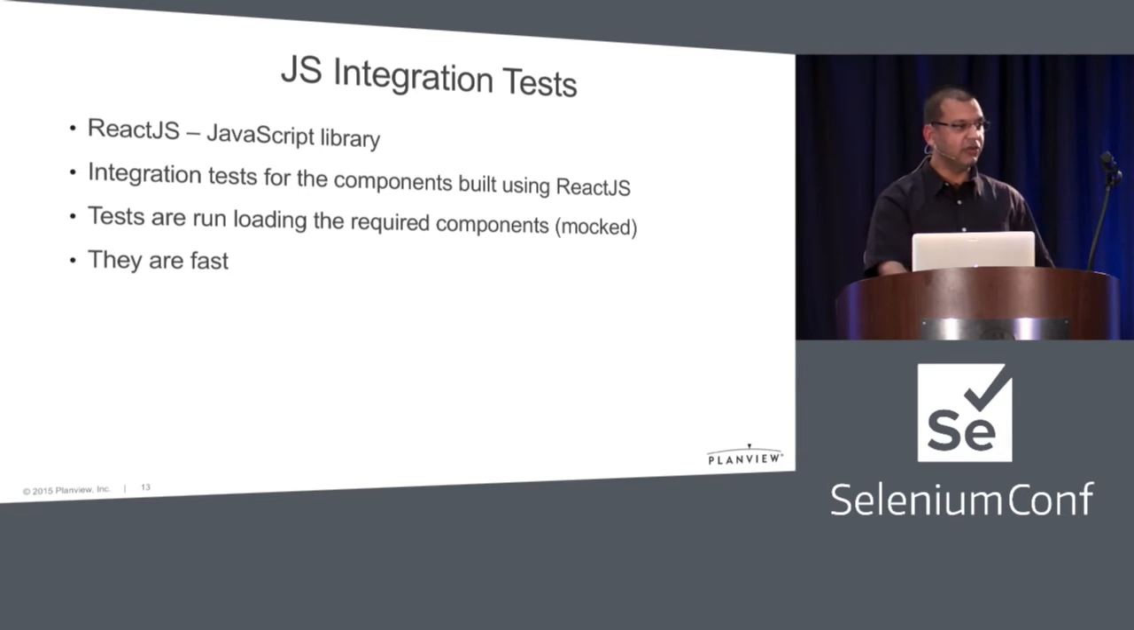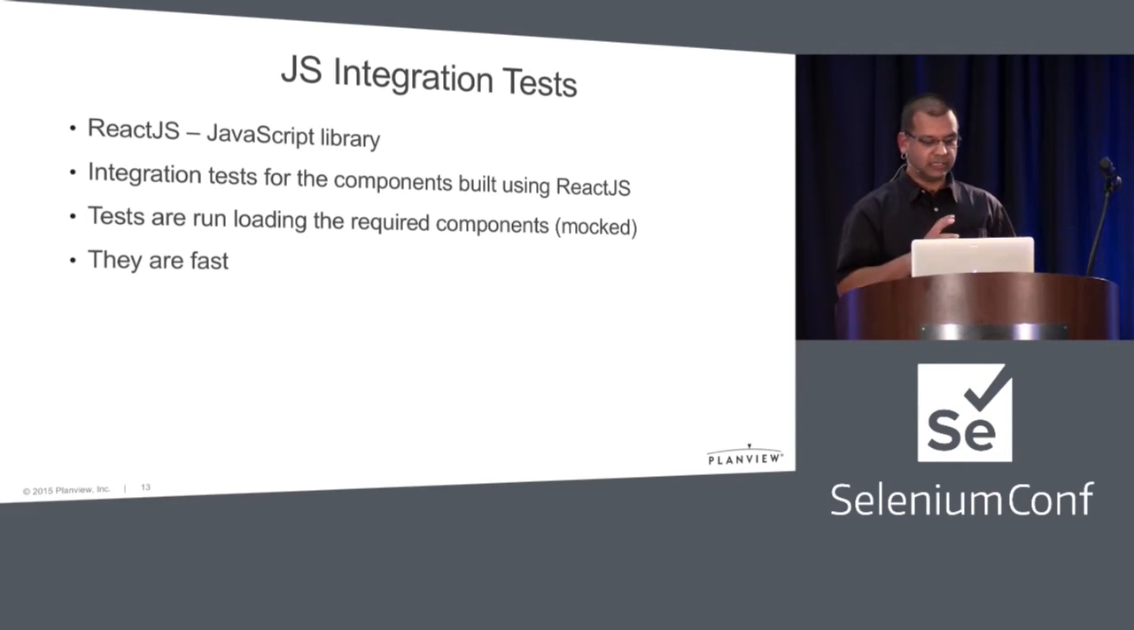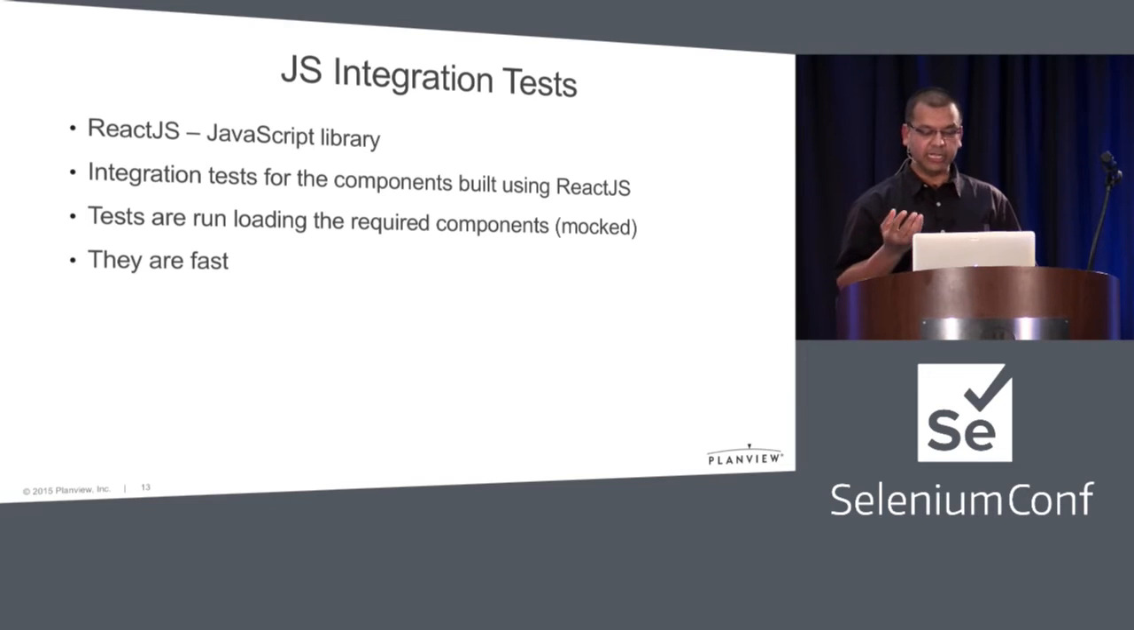Moving to the second category of integration tests, that is JavaScript or front-end integration tests. So these tests focus on the view part of your application. Front-end components that we have, for which these tests were written, are built using React.js. And since these tests only require mock JavaScript components to be loaded, they are very fast. So these tests, though similar to JavaScript unit tests, they are one level above. And instead of focusing on one component, they test them in a group and how they work together.